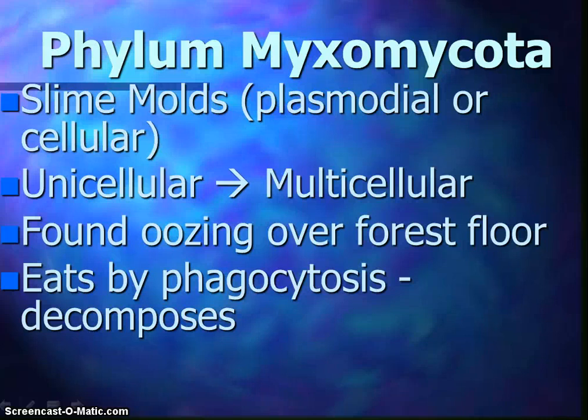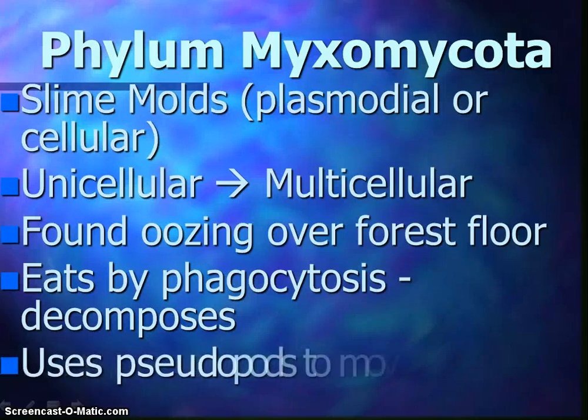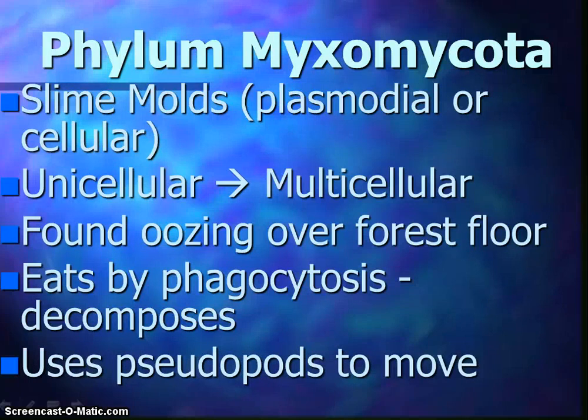Okay, so it's kind of like an amoeboid mass that will help break down the food and the dead organic matter. They do form fruiting bodies, which will release the spores. Okay, and it does use the pseudopod to move.